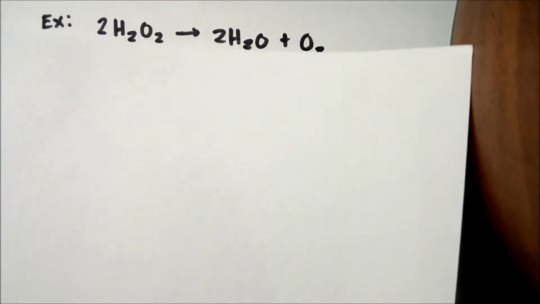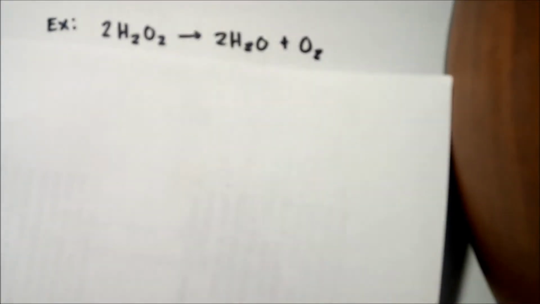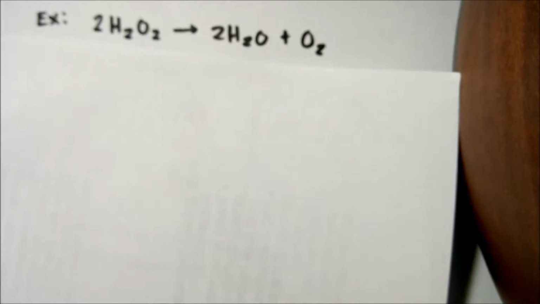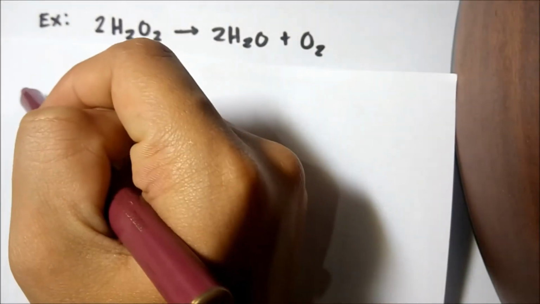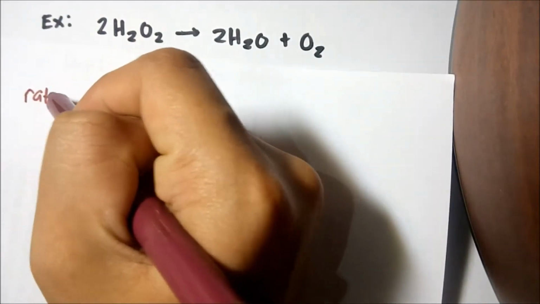According to the stoichiometry of the reaction, A is used up twice as fast as B, and A is consumed twice as fast as C.